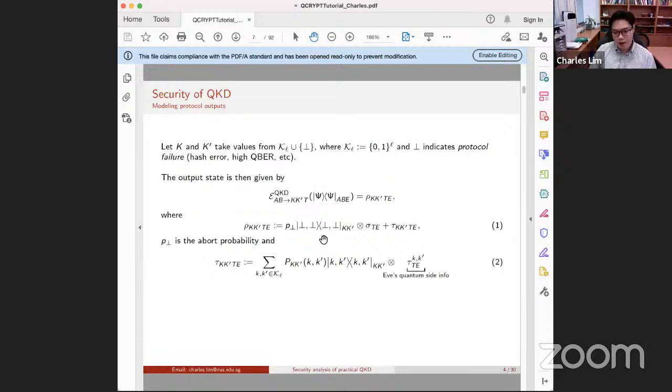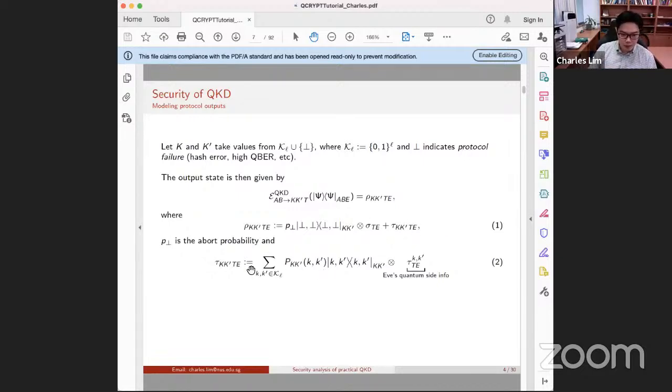And the key point here is that you can see it's a combination of two parts. One part will consist of the term in which the system aborts, right? And in this case, it's a very trivial outcome, and we just assign an abort signal to both Alice and Bob's key output, right? And then we attach some auxiliary state to the adversary.